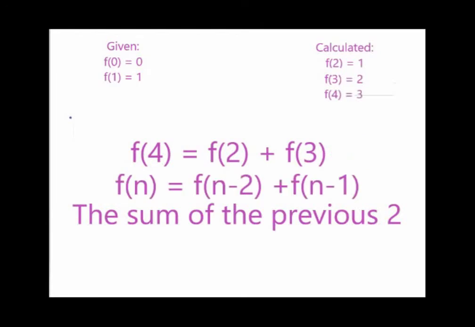From the pattern, you should be able to come up with the recursive relationship, which is that in order to find any number in the Fibonacci sequence, f of n, you only need to know the previous two. As long as you know n minus 2 and n minus 1, you just add them together and you get the answer for the current one you're looking for.